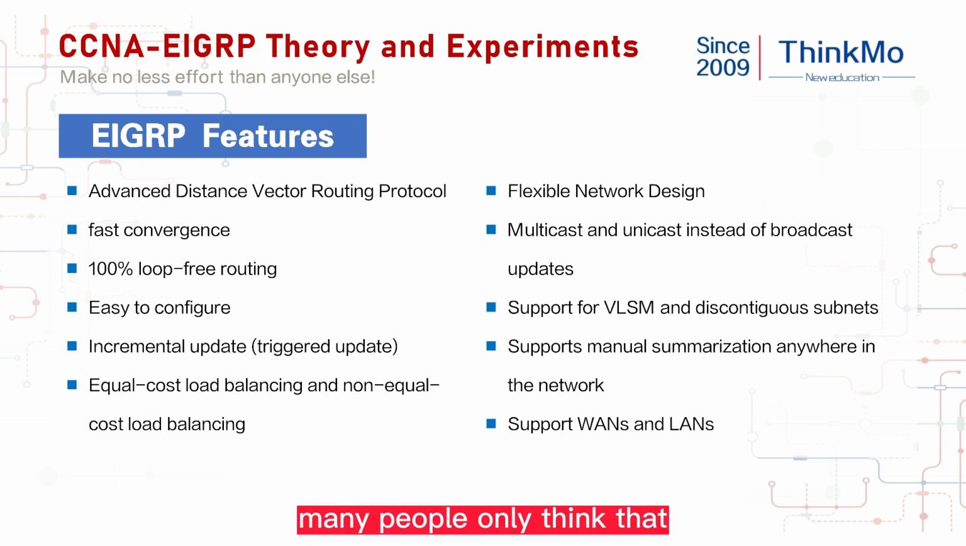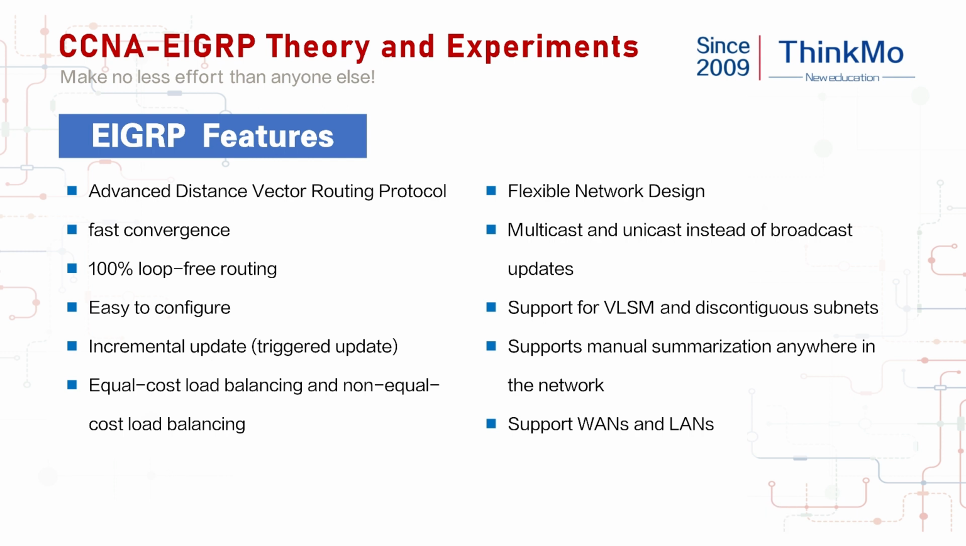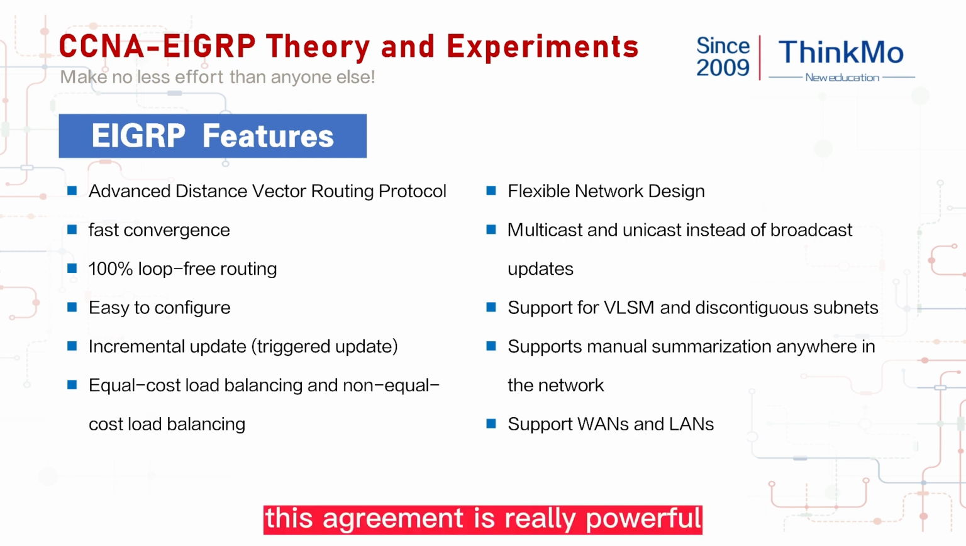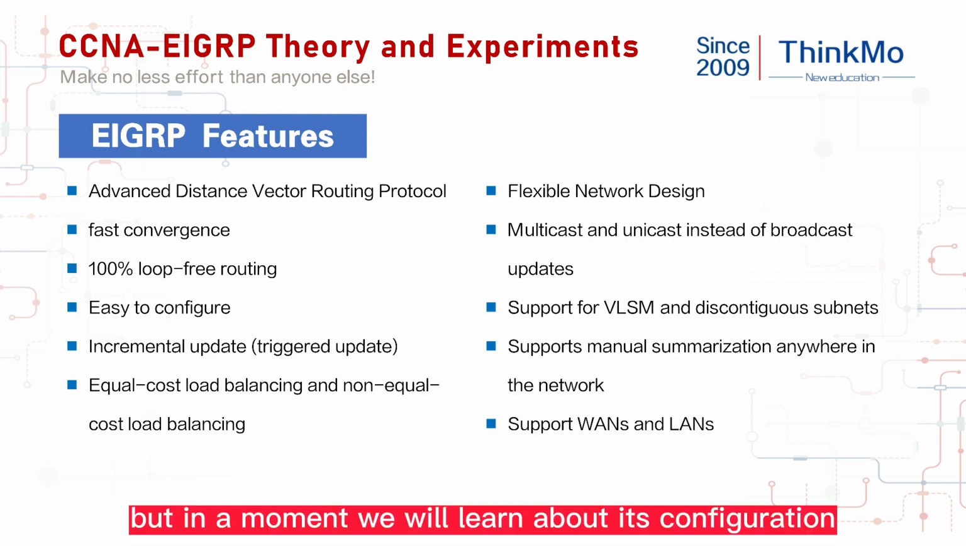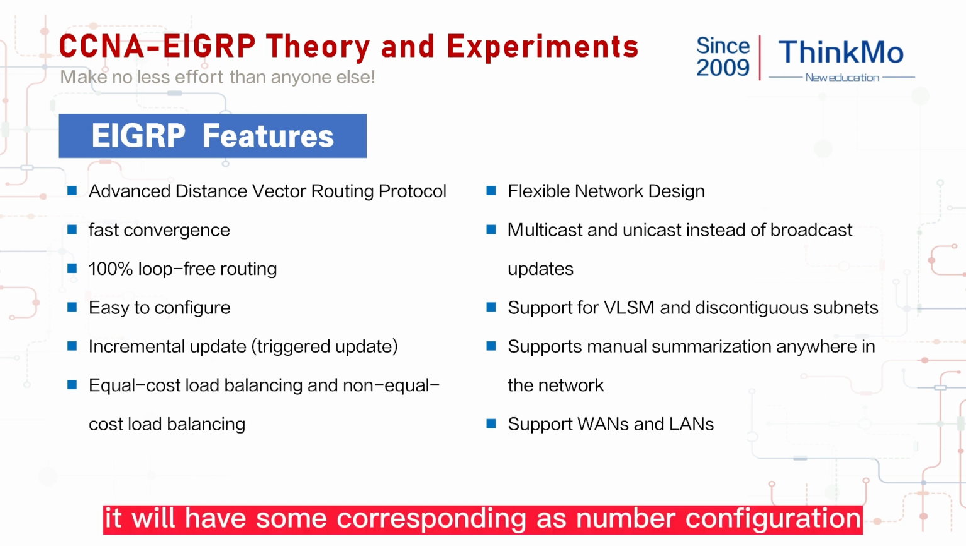How much have you forgotten? Many people only think that EIGRP is a Cisco proprietary protocol. Just like OSPF. Many people don't even know it used to be deployable on the public network. Actually, this protocol is really powerful. Now it is only used as an IGP. But in a moment we will learn about its configuration. Everyone should know it will have some corresponding AS number configuration.